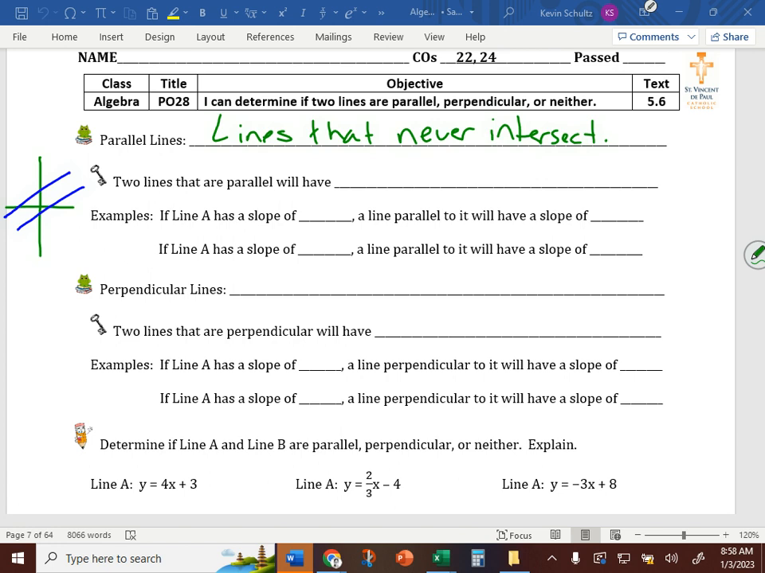Ryan, what makes two lines parallel? Lines that never intersect. Warning for you, sir. Okay, please stop talking and pay attention to what's going on up here.